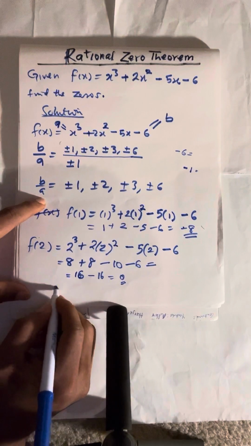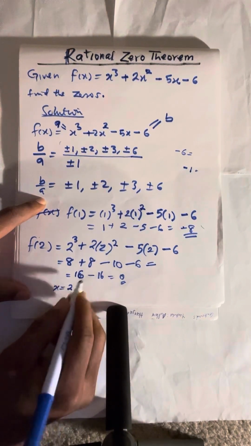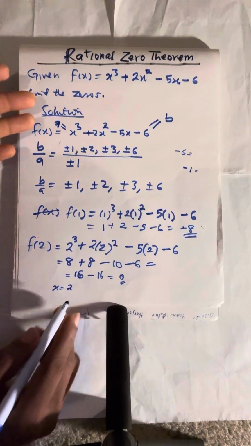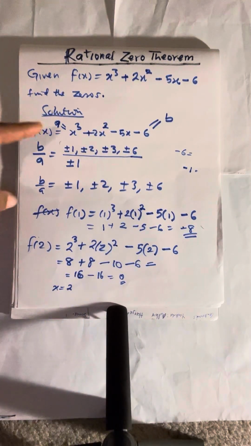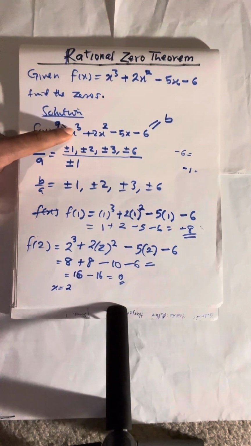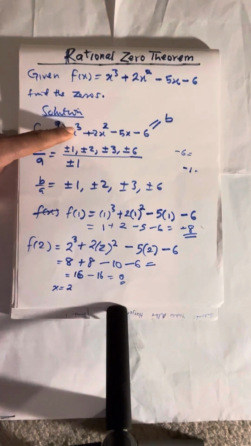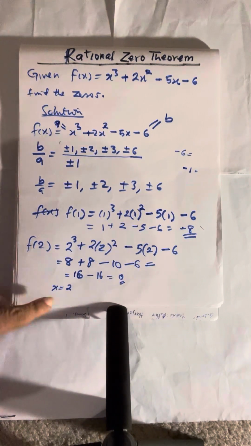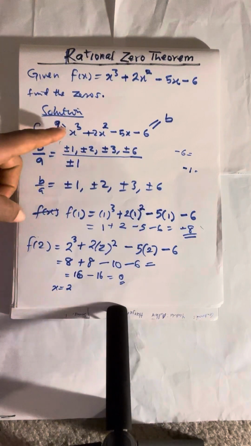Since 2 is a zero of this function, we've gotten one of the zeros. How do we get the two other ones? Keep in mind that the highest power of the polynomial here is 3, so it means we're going to have 3 zeros of the function, 3 solutions, 3 values of x. We've gotten the first one. How do we get the other two?